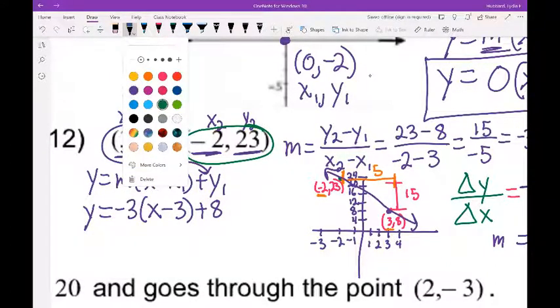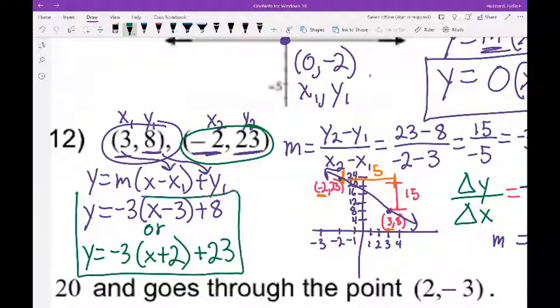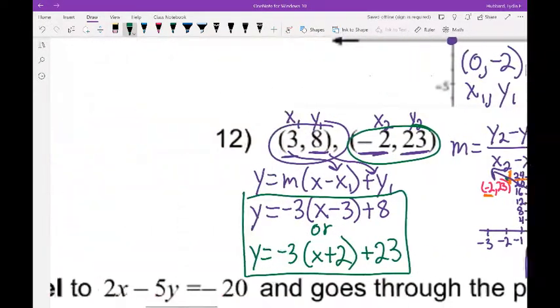Another viable answer for this, if you decided to use the second point, would be that y equals negative 3x plus 2, right? Because you'd have a double negative there, plus 23. I typically try to pick points that are positive, but either of these answers are correct, and both would be accepted. So the trickiest part about that is probably finding the slope, but just make sure you're using a method that works for you.